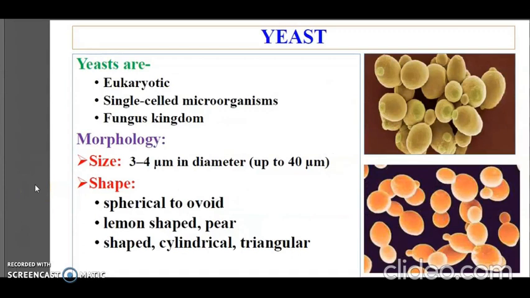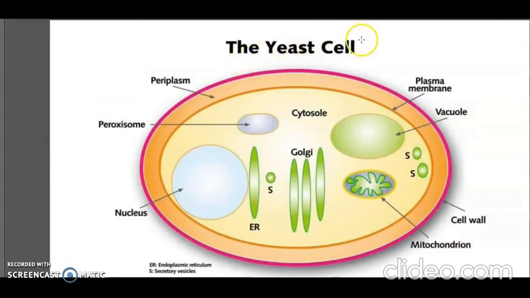Let's see in detail about yeast, which belongs to the fungus kingdom. They are eukaryotic single-celled microorganisms with a size range of 3 to 4 micrometers in diameter. They are spherical to ovoid, lemon-shaped, pear-shaped, cylindrical or triangular. This is the image of a typical yeast cell. It consists of a cell wall, plasma membrane, periplasm, nucleus, peroxisome, vacuole, mitochondrion, Golgi bodies and cytosol.